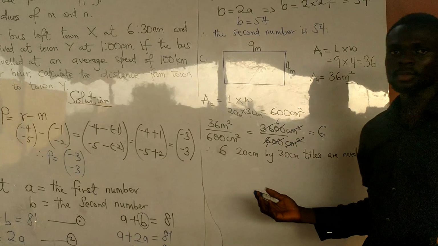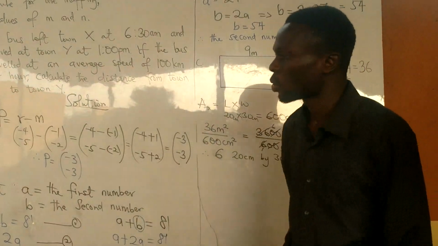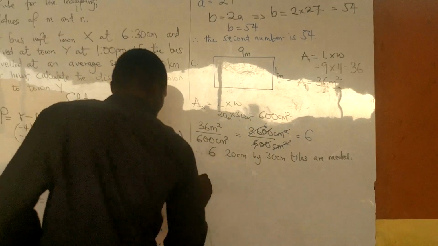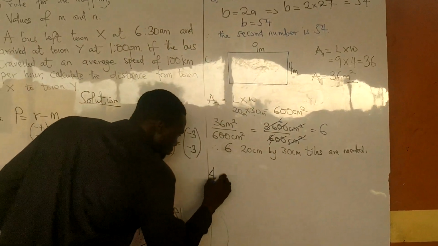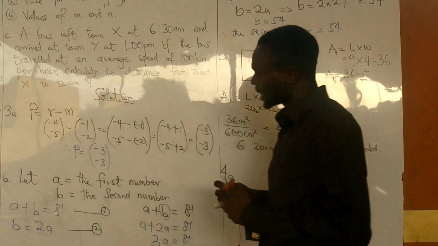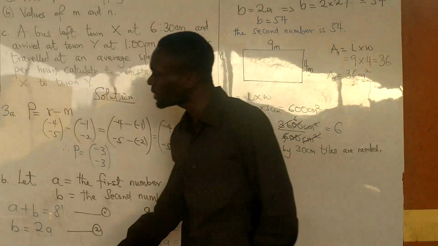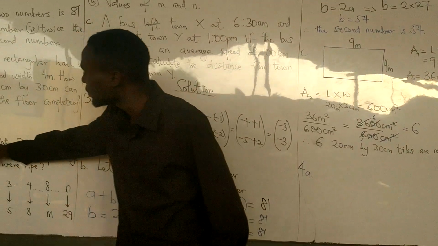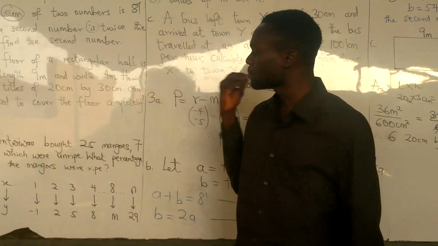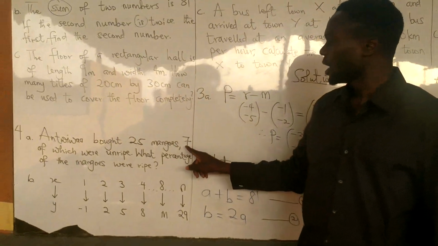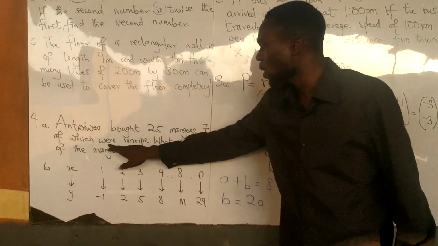So this is the answer for number 3C. Now let's look at the number 4. Number 4A. Because of time, we have to brush through quickly. Number 4A, it says that Enchiwa bought 25 mangoes, 7 of which were unripe.